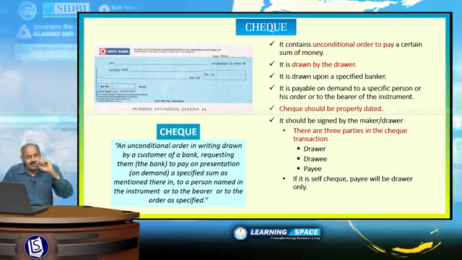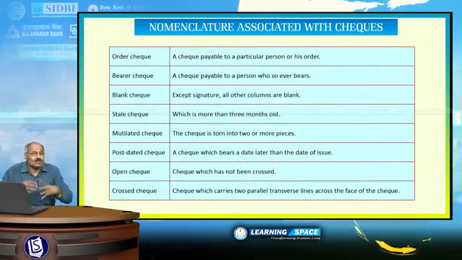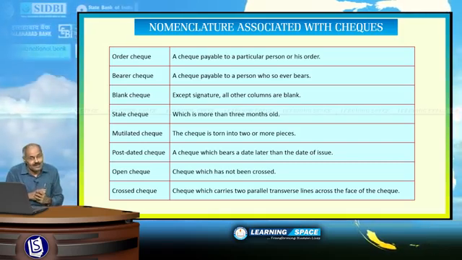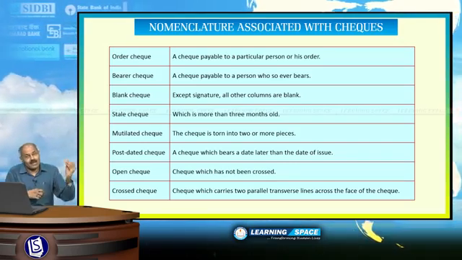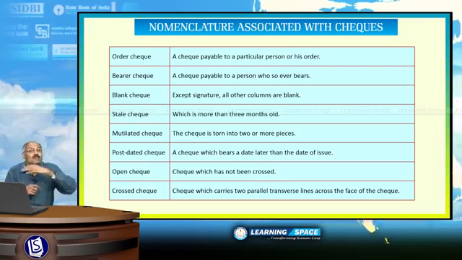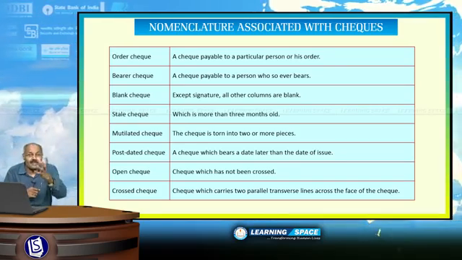So, having learned this, let us look at some nomenclature associated with checks, right. What is an order check? A check payable to a particular person or his order, that is an order check.